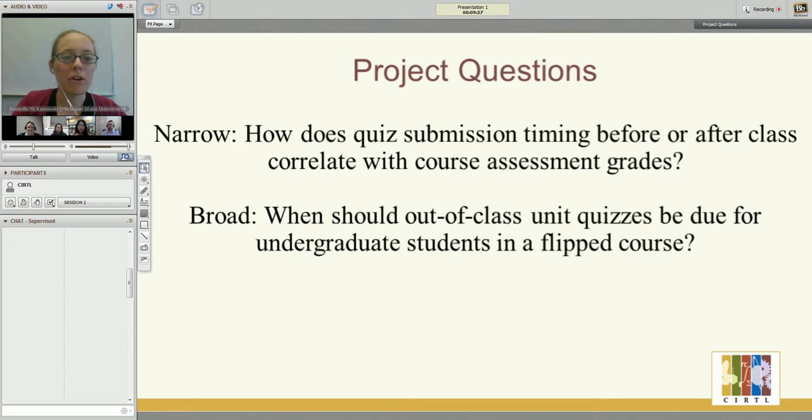I mean before or after class. And where does this question fit? It fits in the broader context of trying to identify when out-of-class unit quizzes should be due and assigned for students in a flipped classroom setting.